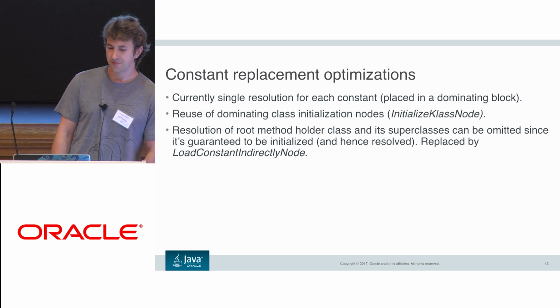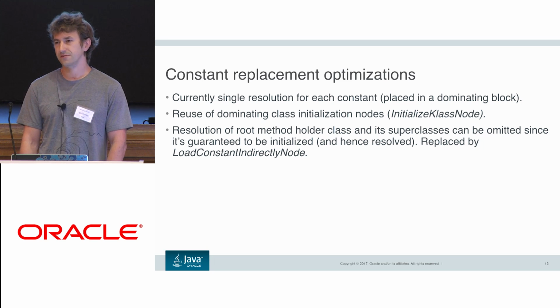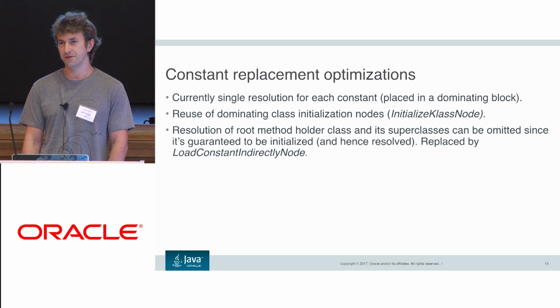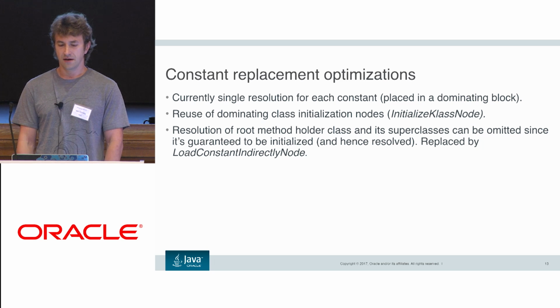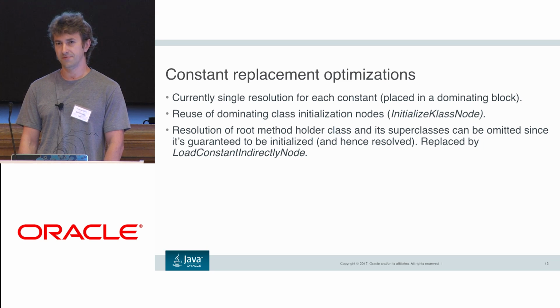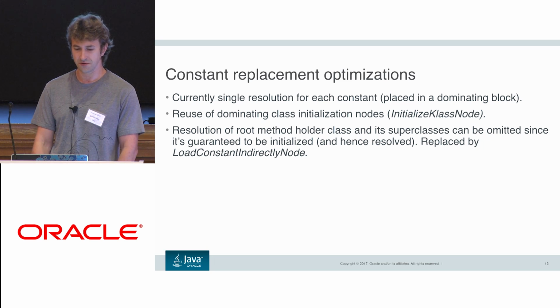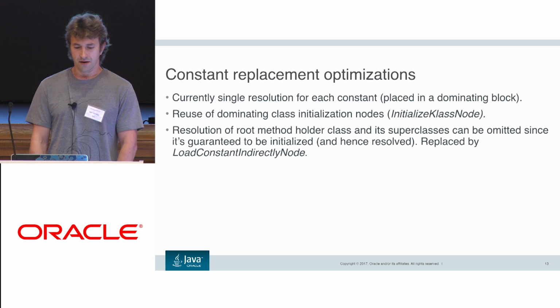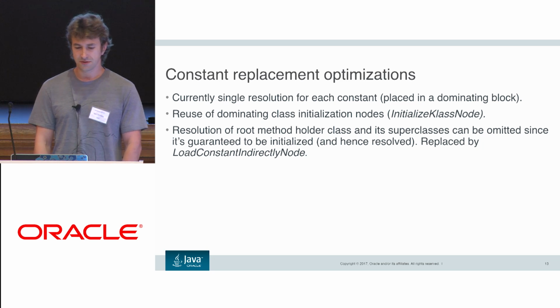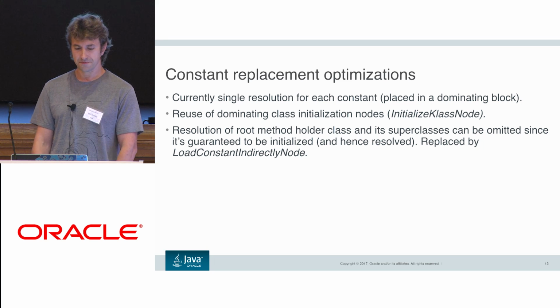A bunch of optimizations happen during constant replacement. Currently, there is at most one resolution of a constant per method. It is placed in a block dominating all the uses, and although it's optimal for code size, it may be too eager, and we plan to experiment with a better scheduling approach and node replication. We try to reuse dominating class initialization nodes. More about those in a minute.